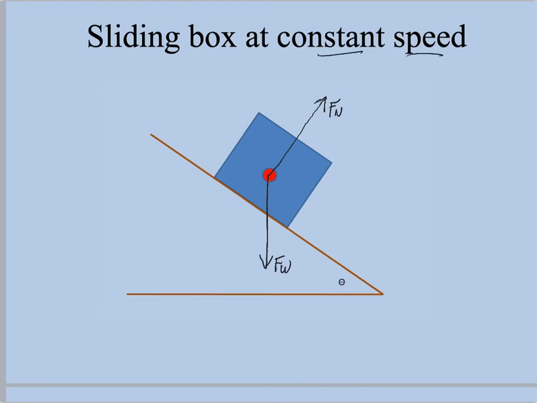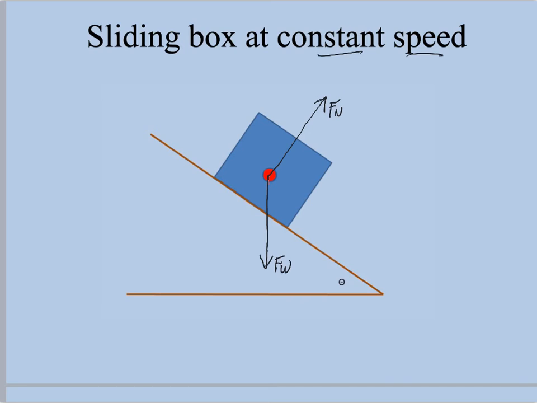Constant speed means that it is not accelerating. It's going down the hill, so it's moving, but it's at constant speed, so the object is at equilibrium. And if it's going down the hill, which way are we going to point our friction vector? Well, it's going to go up the hill.